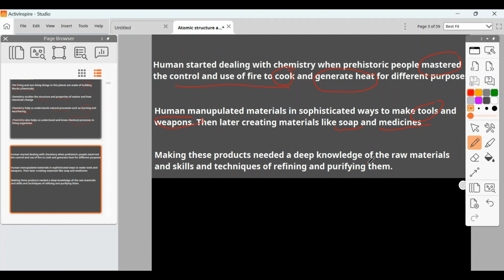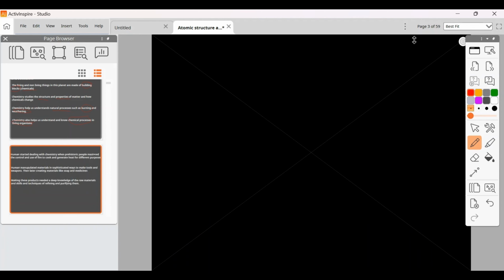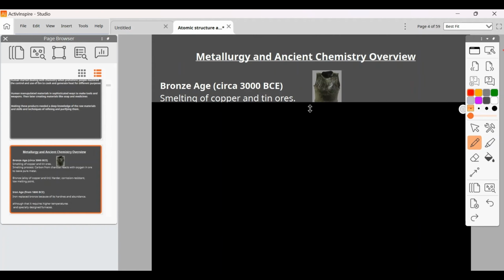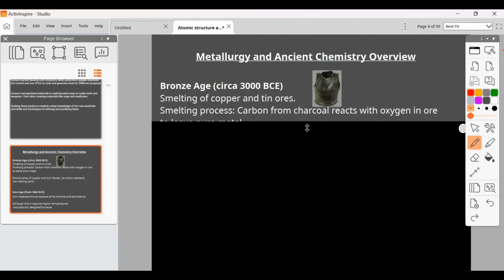They needed knowledge of the raw materials, the chemicals that make up the raw materials. And they needed skills and techniques to refine and purify those materials or chemicals. So let's see the metallurgic ancient chemistry.